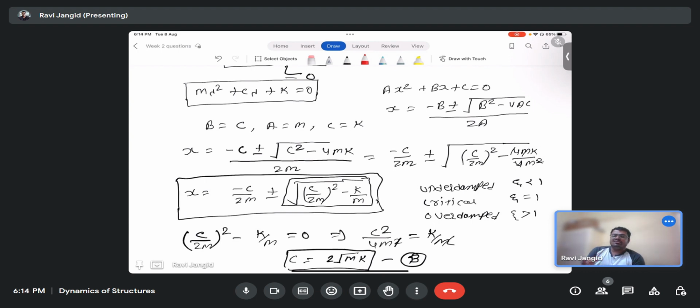So then it will hit someone, so that will lead to some damage. So that's why we provide the overdamped in the door closure. And for the underdamped, you give the example like a pendulum. Yes, correct, that's the example.